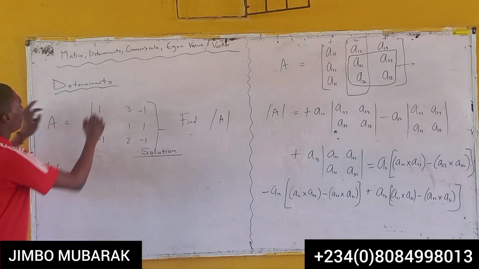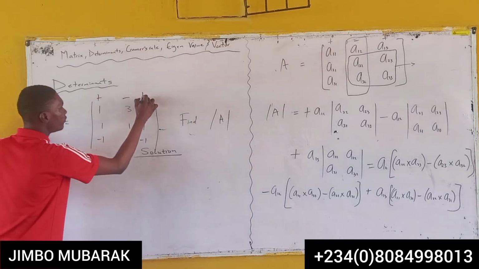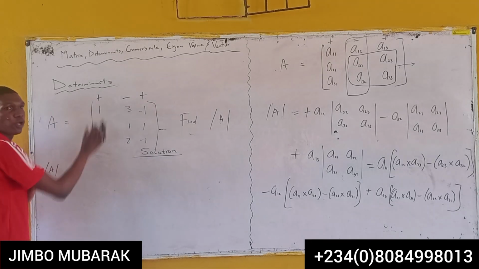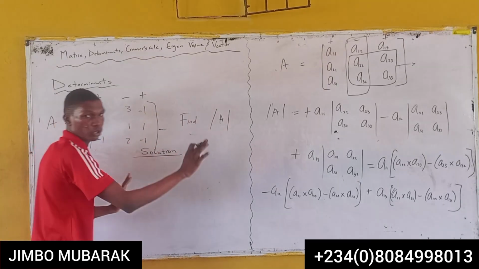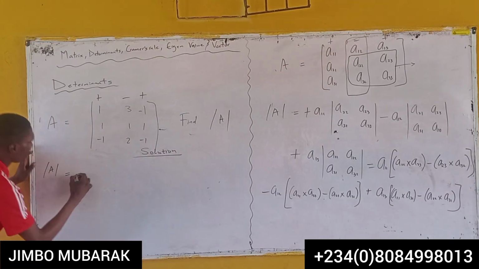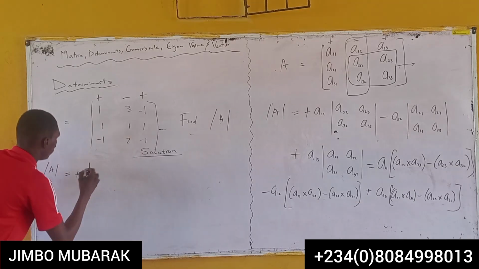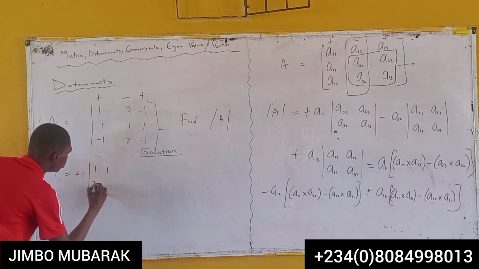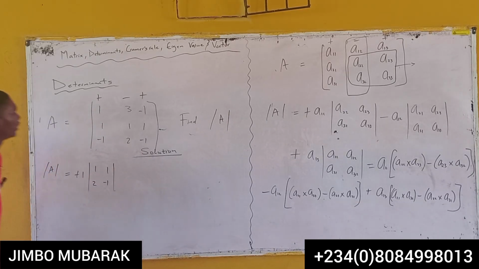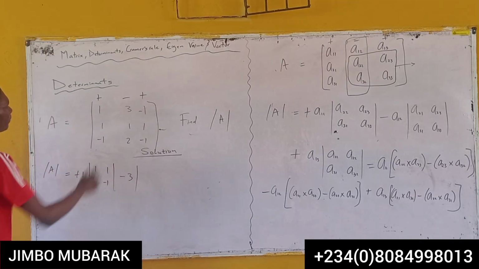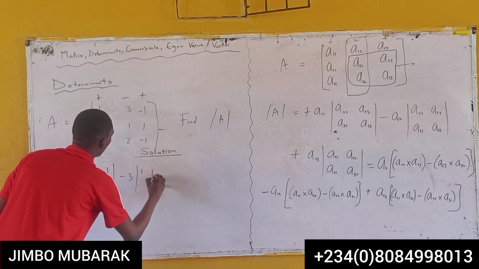Alright. Apply your sign convention first. So we know that this is plus, this is minus, and this is plus. So we can say that plus 1. So what do we have? 1 1 2 minus 1. Now what's the next thing? Minus 3. What do we have? 1 1 minus 1 minus 1.